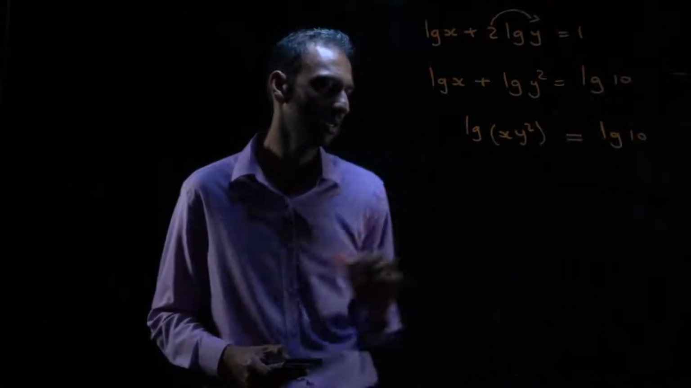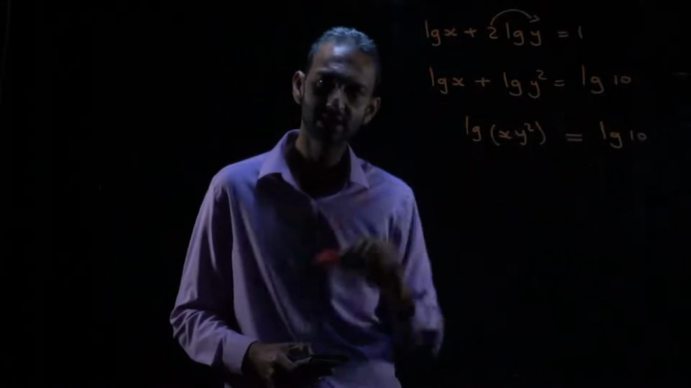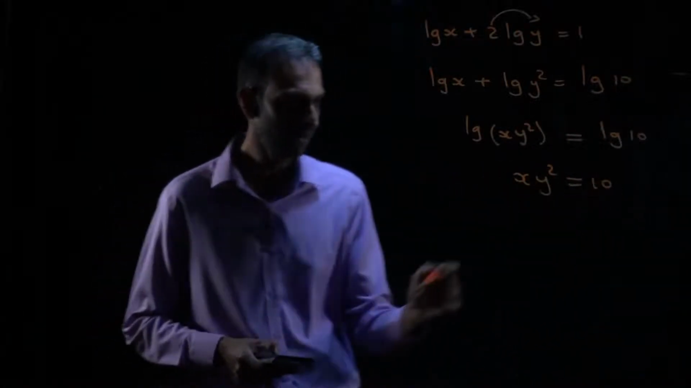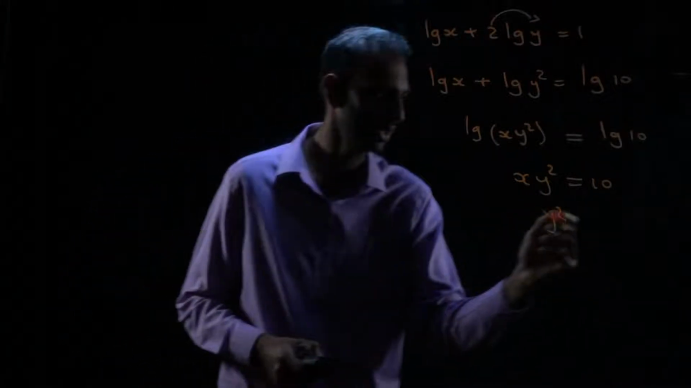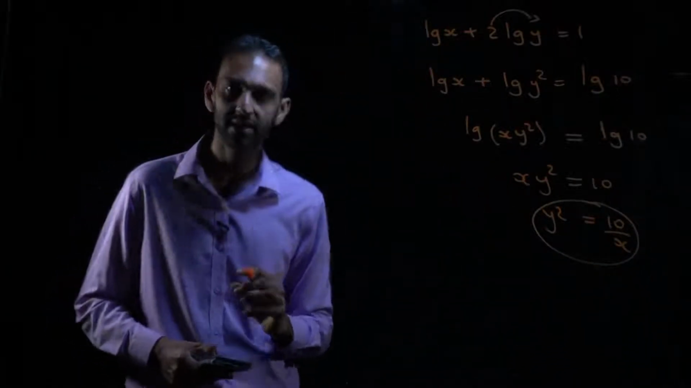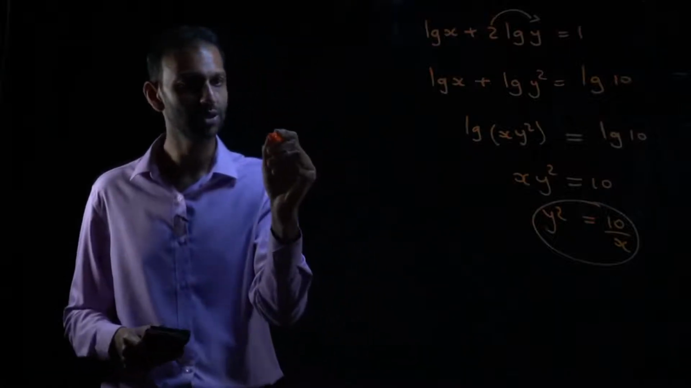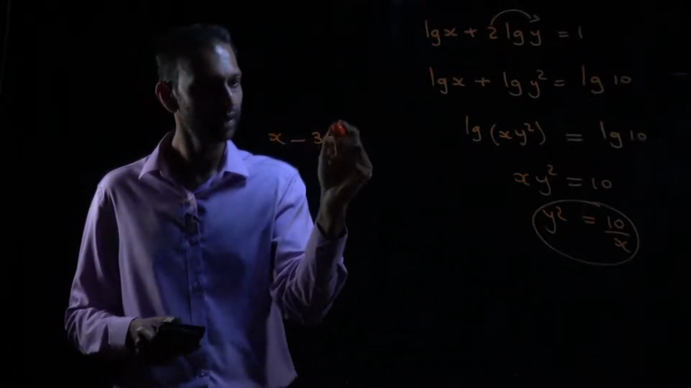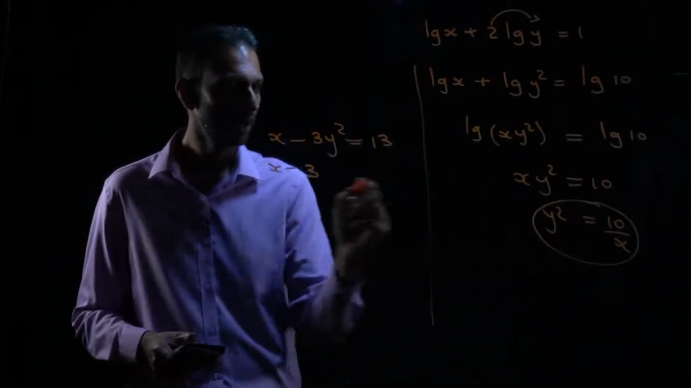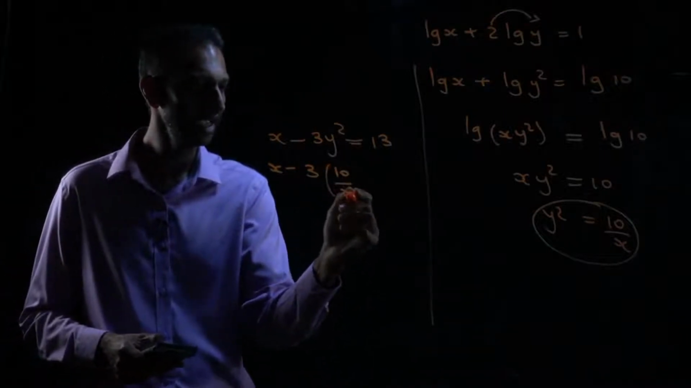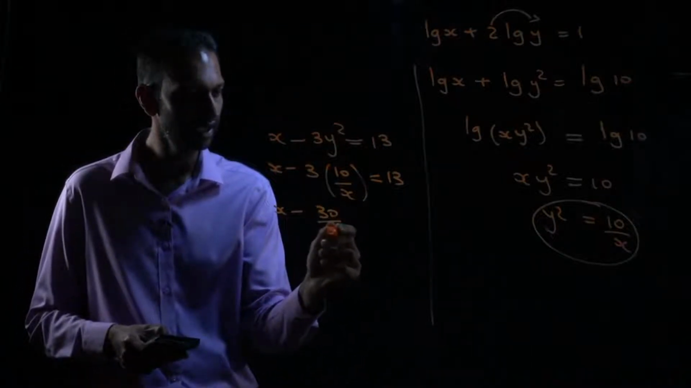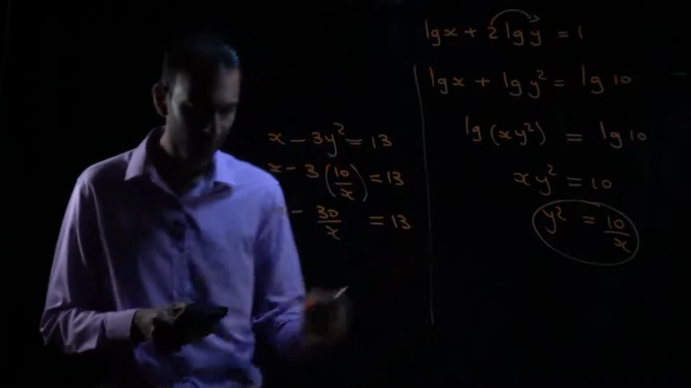One term on both sides involving log, so the log would disappear by the concept of anti-log. So you have xy squared, which is equal to 10. If I make y squared the subject of formula, I have y squared is equal to 10 over x. And I'm going to substitute that in the second equation. The second equation is x minus 3y squared is equal to 13. x minus 3 times 10 over x is equal to 13. So that should involve x minus 30 over x, 3 times 10 is 30, is equal to 13.